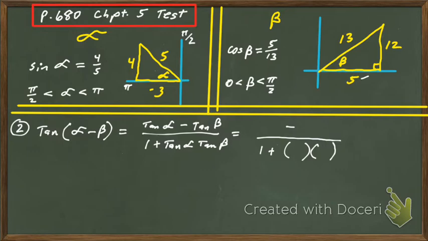Okay. I need tangent of alpha. What is tangent? Opposite over adjacent. I use the alpha one, right? So would that be negative 4/3? So tangent alpha, I put negative 4/3. How about tangent of beta? Opposite over adjacent. 12/5. Then from here on it's arithmetic.